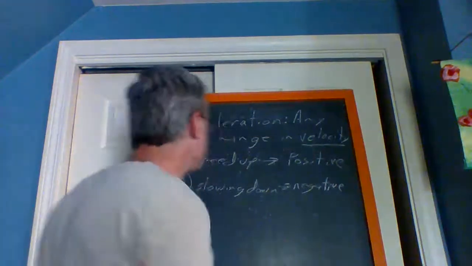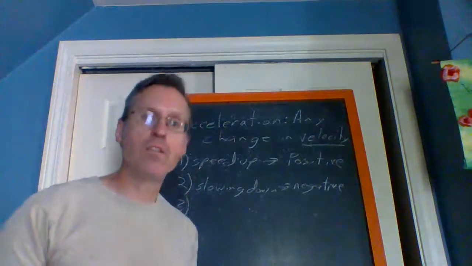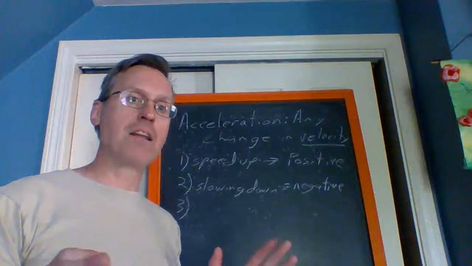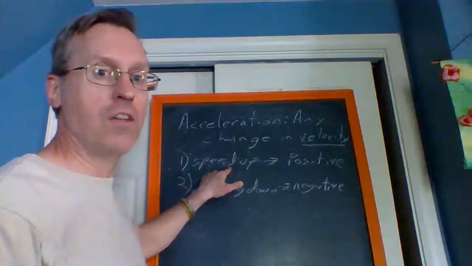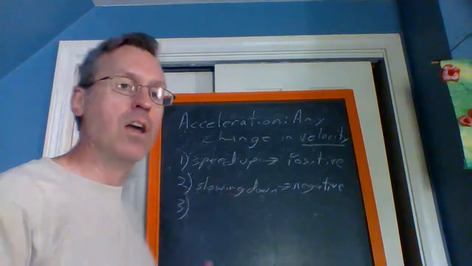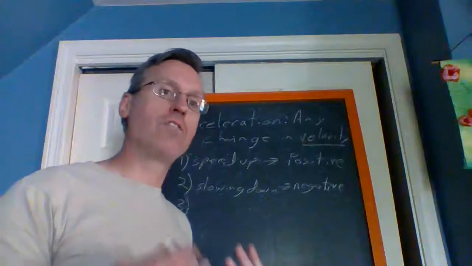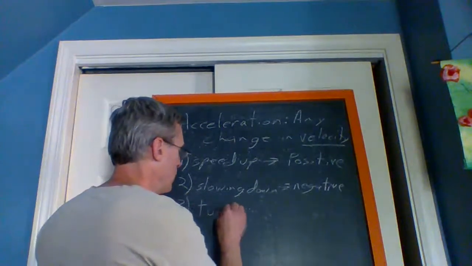Now the third way is a little bit different because velocity is a vector. There are several things you could change about it. You could change its magnitude, its size. You could speed up or slow down. This is changing the size of your velocity. But because velocity is a vector, it has a direction to it, you could also change its direction. So the third way to accelerate is to turn.